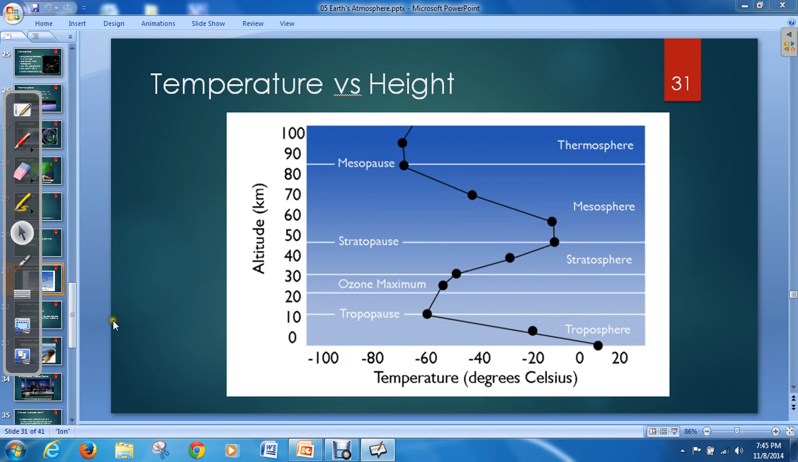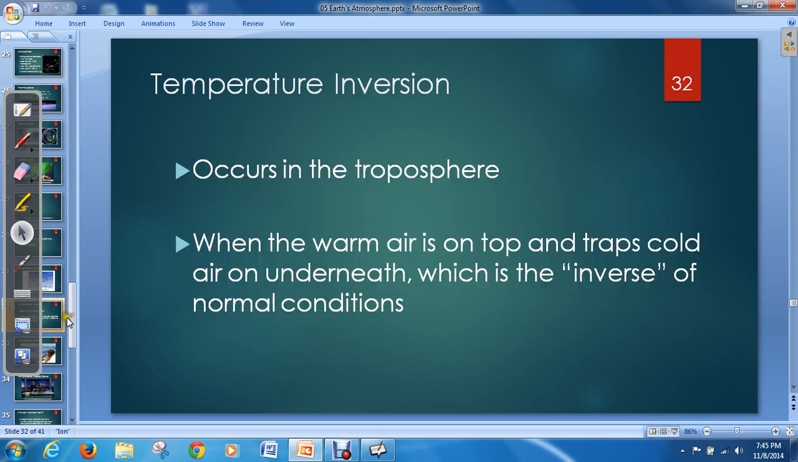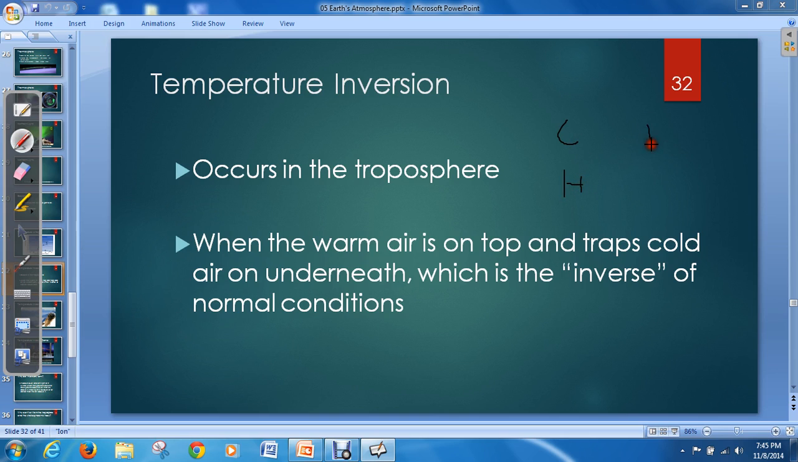All right, and then the last thing we talked about is a temperature inversion. This is when temperature actually increases in the troposphere instead of decreasing. That's when the warm air gets stuck on top and kind of traps the cold air underneath it, which is the reverse or inverse of what you would expect of the normal conditions. In the troposphere, usually it's colder on top, hotter on bottom because it's closer to the Earth's surface. Well, in a temperature inversion, you get the hotter on top and then the colder on the bottom. This hot air traps it underneath it.